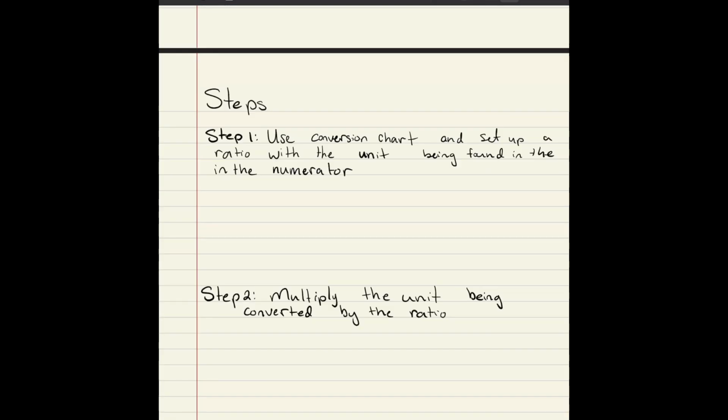All right, step 1 is to use the conversion chart and set up a ratio with the unit being found in the numerator. So let's highlight that. So we're going to set up a ratio with the unit being found in the numerator. So let's use the example 33 feet to yards.